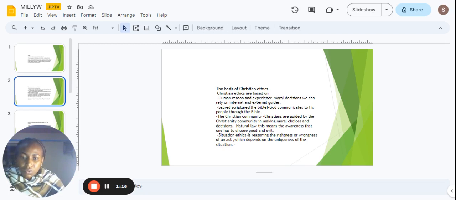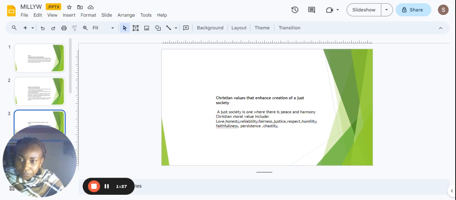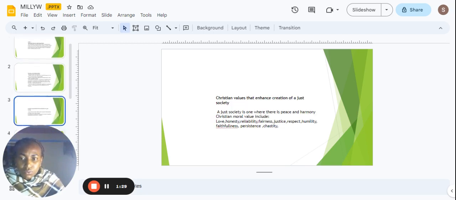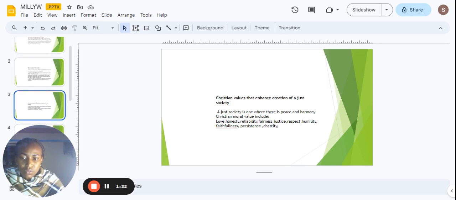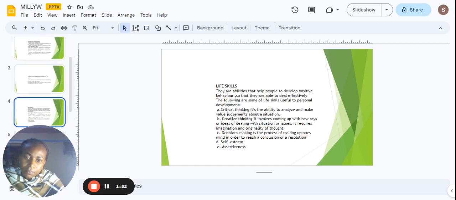Then we have situation ethics. This is the reasoning that the rightness or wrongness of an act depends on the uniqueness of the situation. Let's look at the Christian values that enhance creation of a just society. A just society is one where there is peace and harmony. Christian moral values include love, honesty, reliability, fairness, justice, respect, humility, faithfulness, persistence, and the last we have chastity.